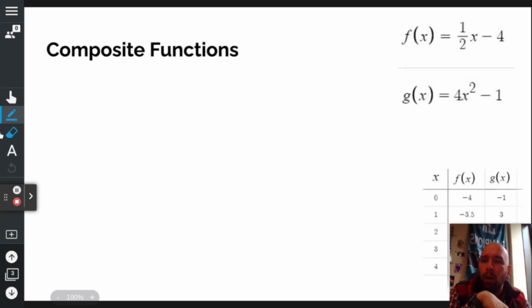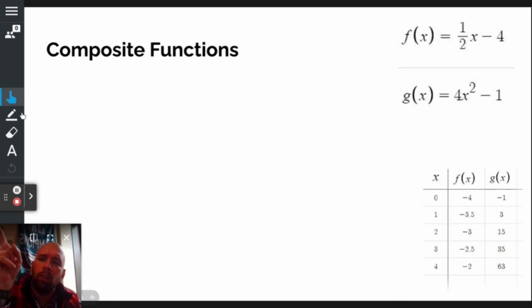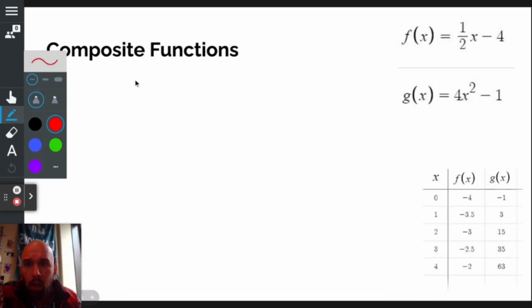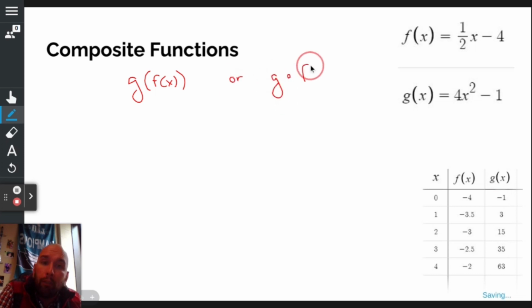Now, composite functions. A composite function can look one of two ways. If I give you something like g of f of x, that means you're going to take f of x and plug it into g. I could also write that out as golf, which is a sport.